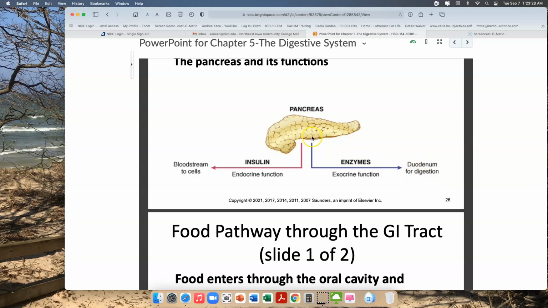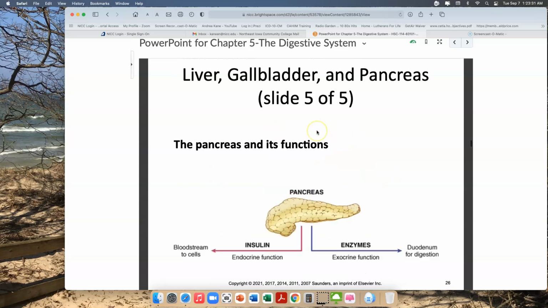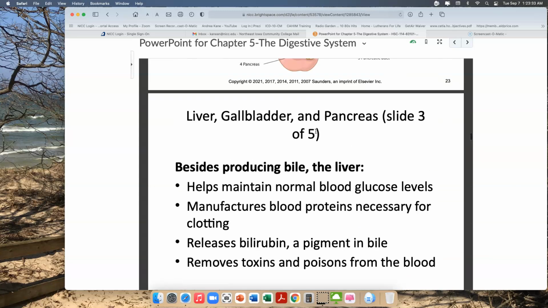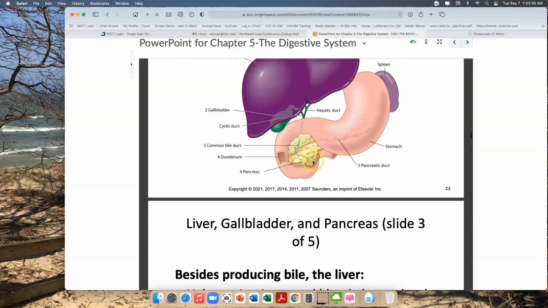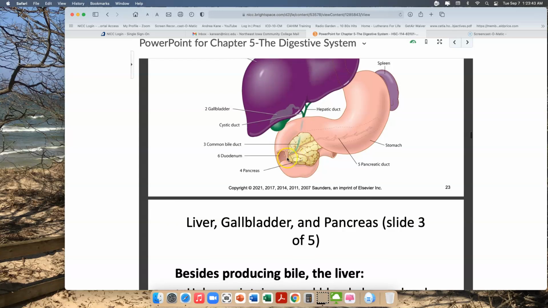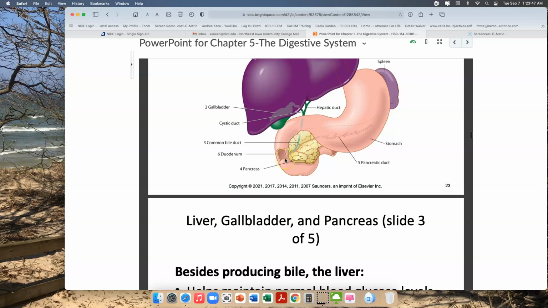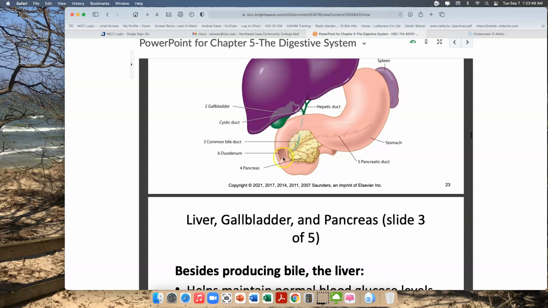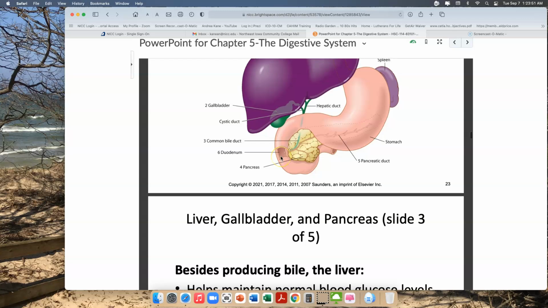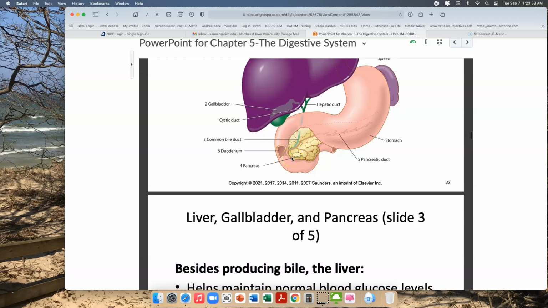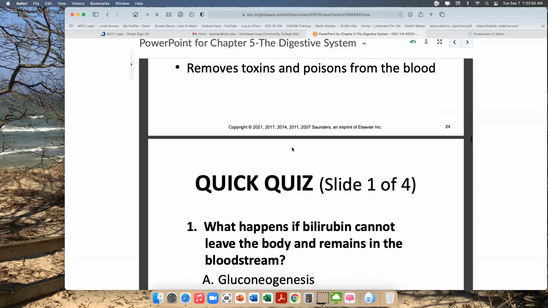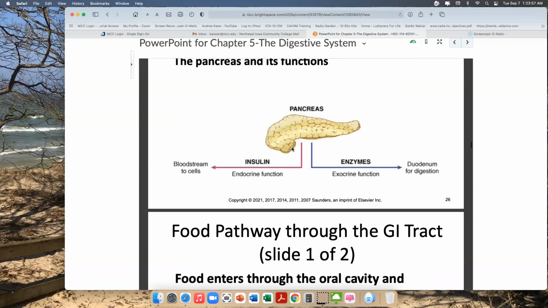So it's actually the pancreas. Remember where the pancreas is. It's tucked up here, right around. The small intestine curls right around the pancreas. So its exocrine, direct release of enzymes, is right into that duodenum to help with digestion. That's its exocrine function. Its endocrine function is to send into the bloodstream the insulin.